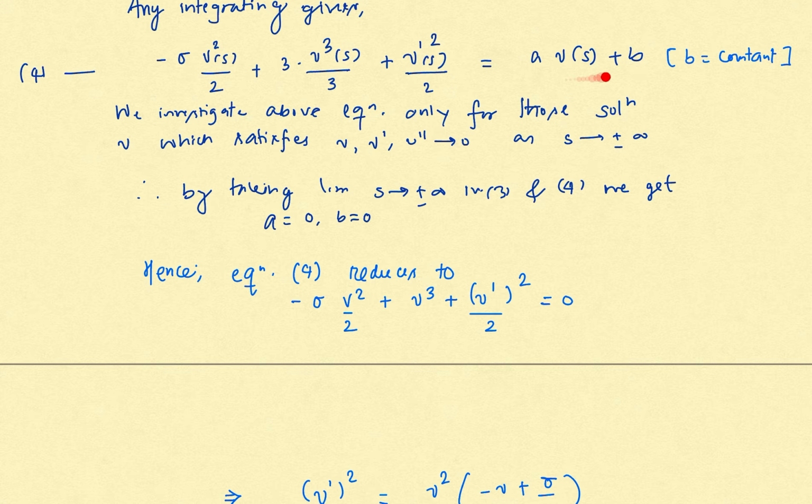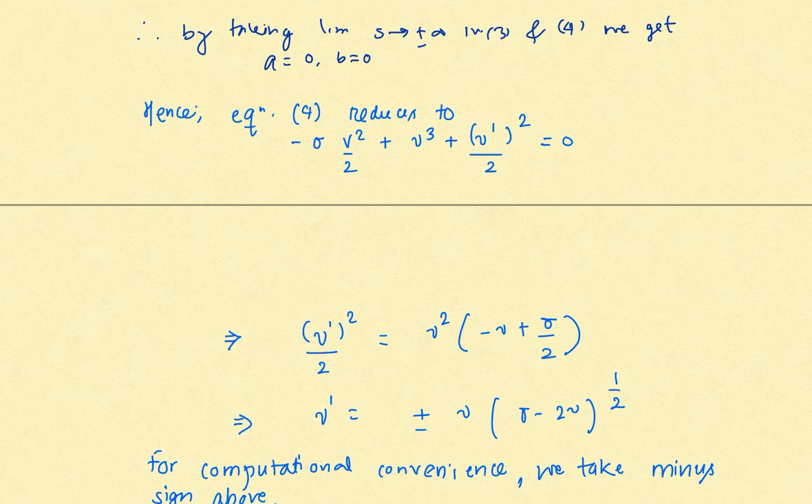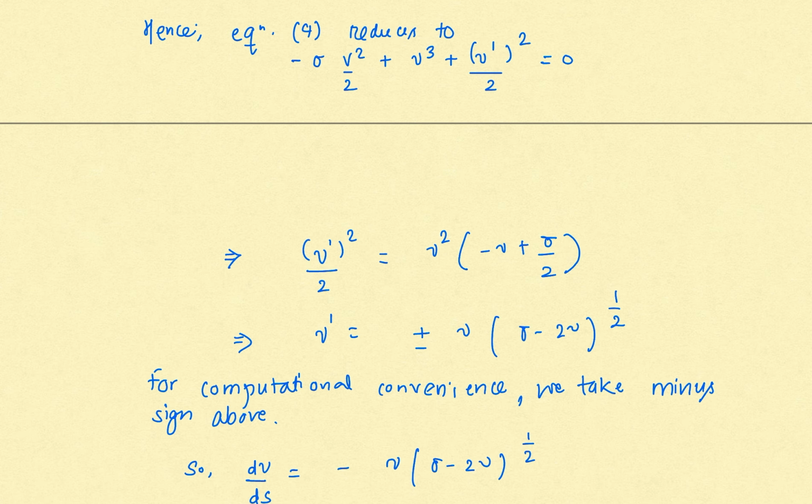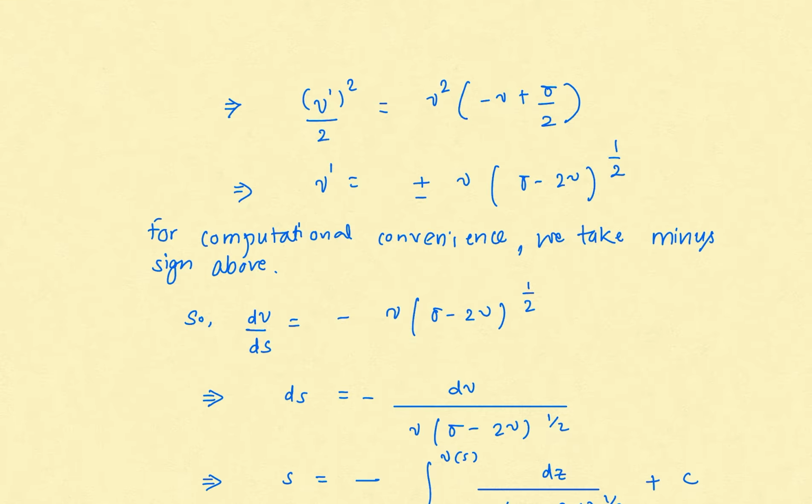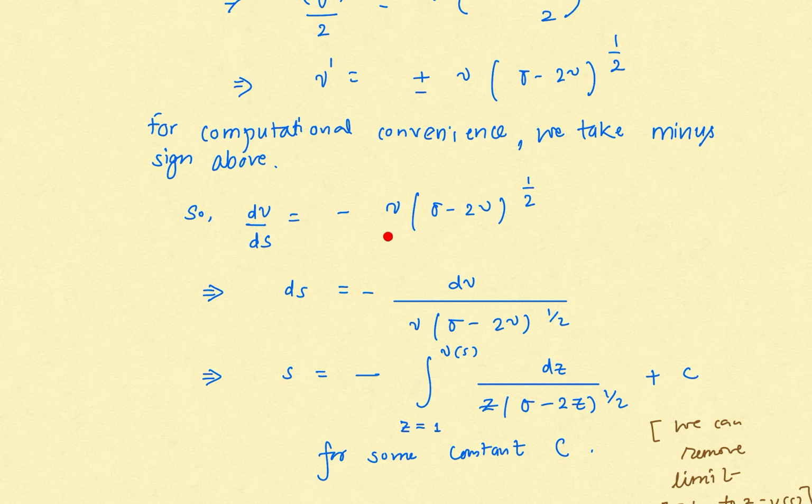That means on the right hand side we have 0. So now the simpler form of this equation is negative sigma v squared over 2 plus v cubed plus v prime squared over 2 equals 0. We can manipulate it algebraically and find v prime is plus or minus v times sigma minus 2v to the power 1 over 2. For computational convenience we take the minus sign, and v prime is just the derivative of v with respect to s.